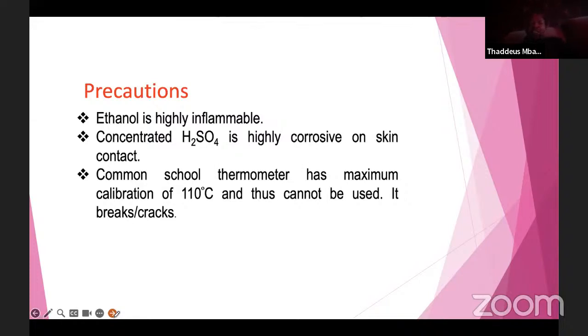And of course, the thermometers we use are not the normal school thermometers. These usually go between -10 and 110. Here we are talking about temperatures of 180 or 160, so it cannot be used. So we use a different type of thermometer.